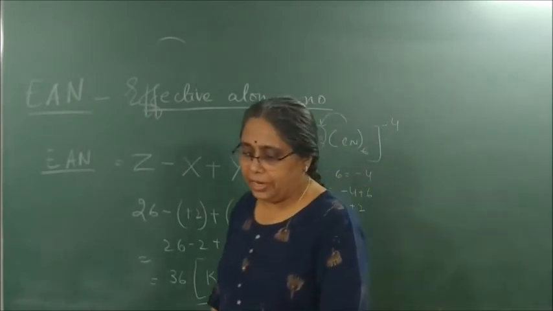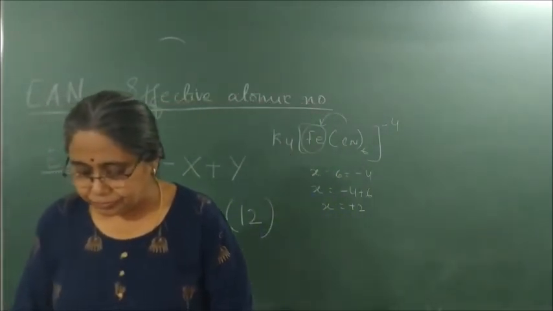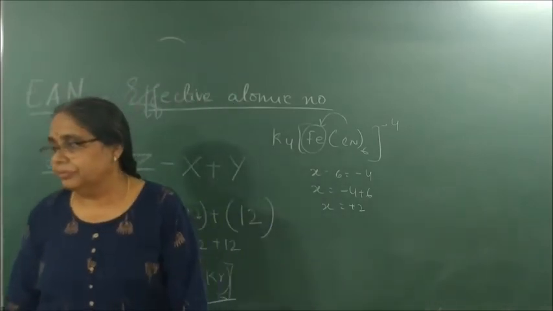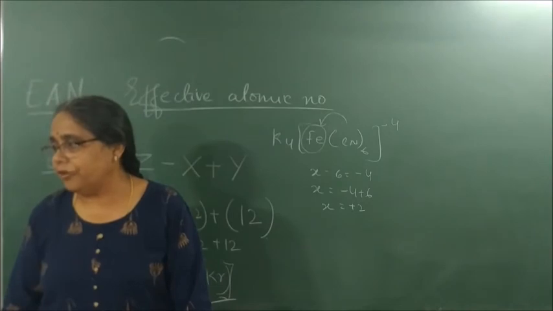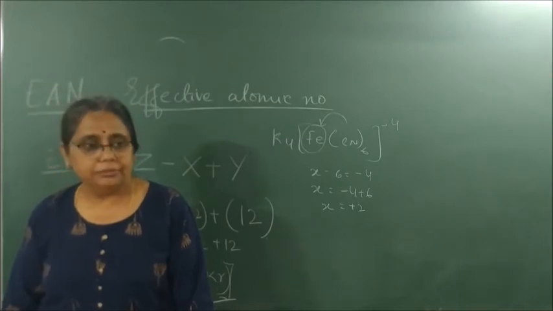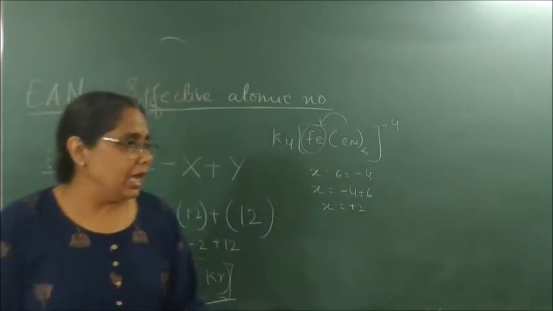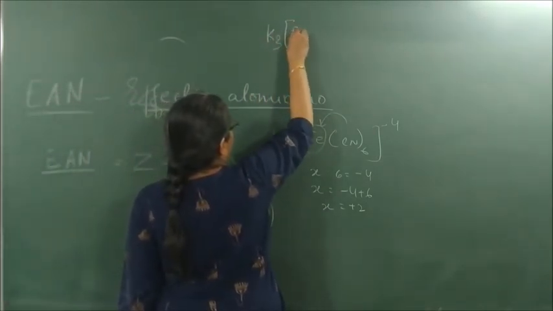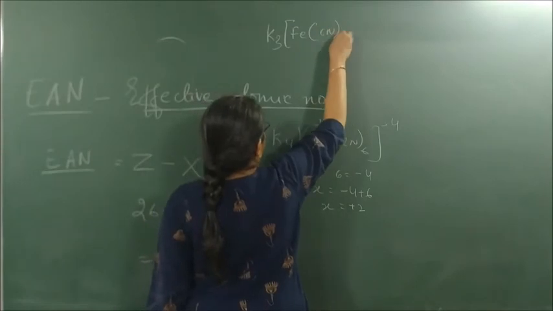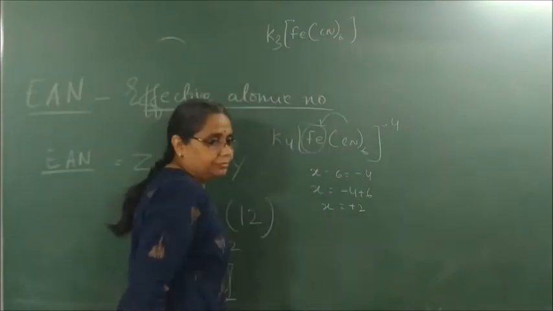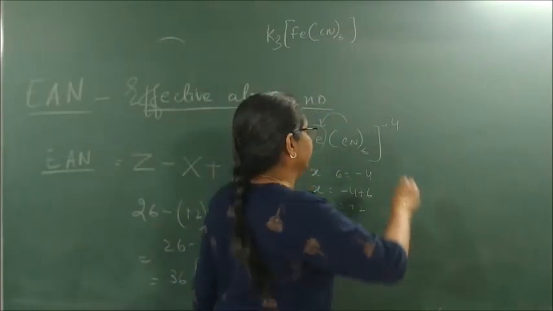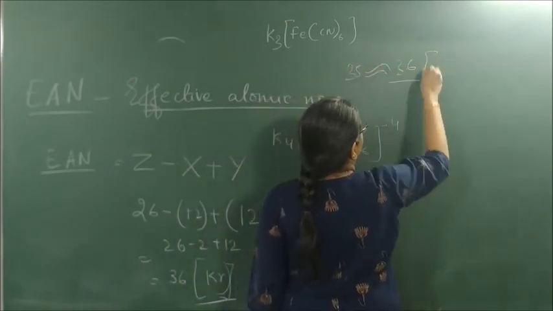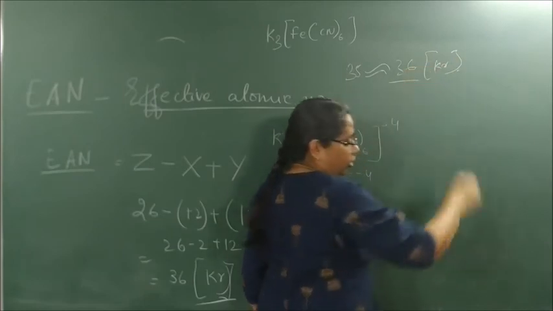Let us try to find out EAN in K3[Fe(CN)6]. Find out. When 35 comes, what do you write? 35 is nearly equal to 36, which is of what? Krypton.